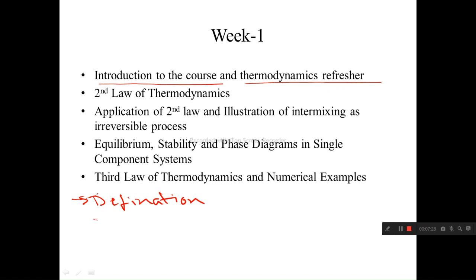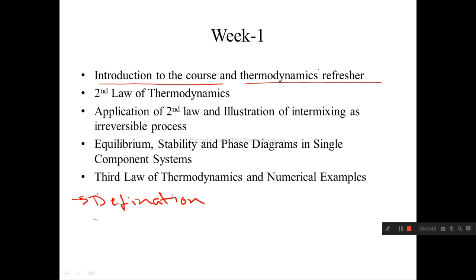The refreshment of thermodynamics is a basic concept, and the definitions of thermodynamics have been explained. For example, first is the system. What is the system? What is the surroundings? System plus surroundings. What is the meaning of this?